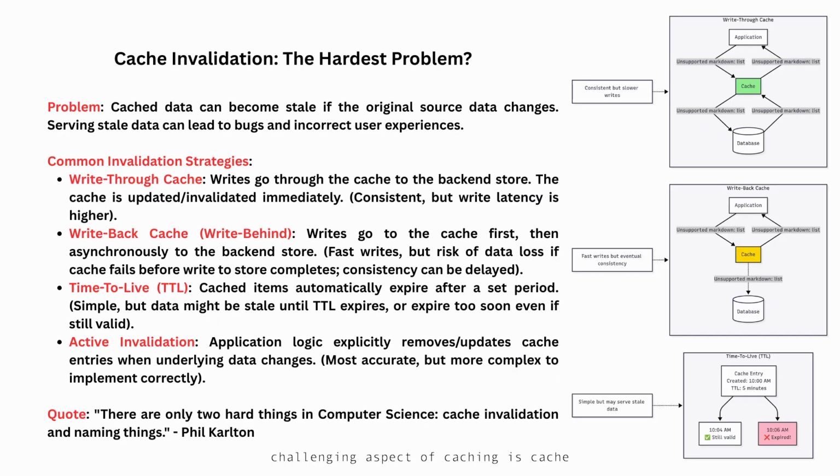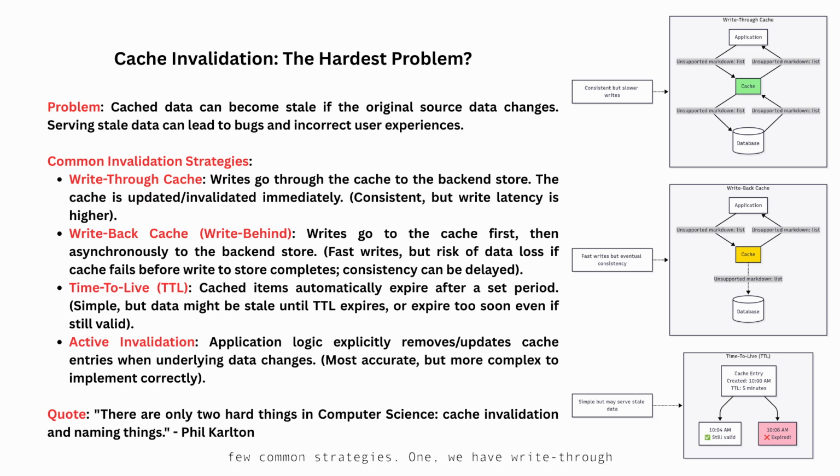Perhaps the most challenging aspect of caching is cache invalidation. This is all about ensuring that when the original data changes, the cached copy is updated or removed so that you don't end up serving old stale information to your users. Serving stale data can lead to all sorts of bugs and confusion. There's a famous quote in computer science that there are only two hard things in computer science: cache invalidation and naming things. And it's true, invalidation is tricky.